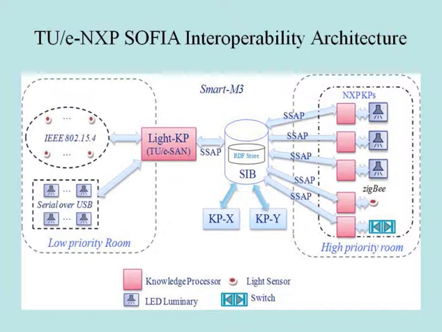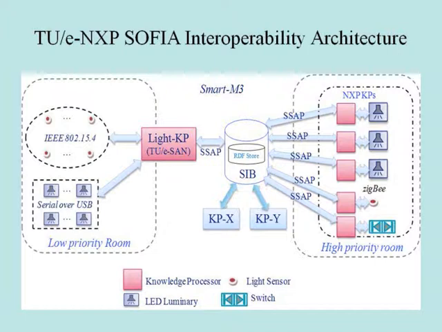Here we show the system architecture, where on the left side is a low priority room based on TUE's OSAS architecture, and on the right side is a room with high priority based on NXP's own lighting system. Interoperability is achieved through OSAS knowledge processors and NXP knowledge processors, with the SOFIA service information broker intermediating between them.